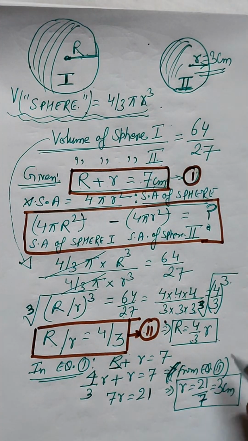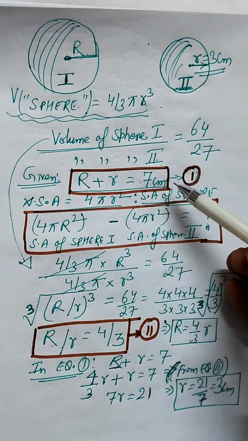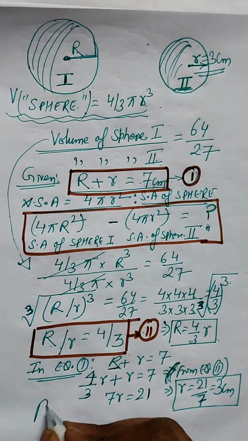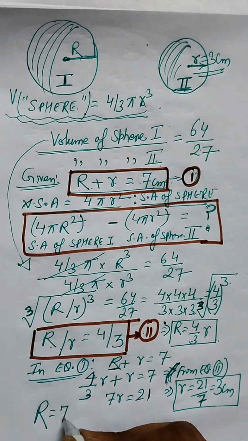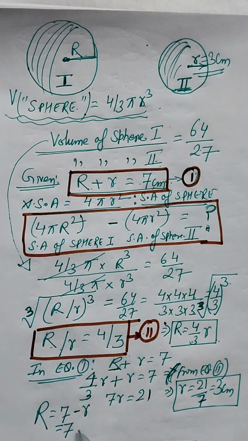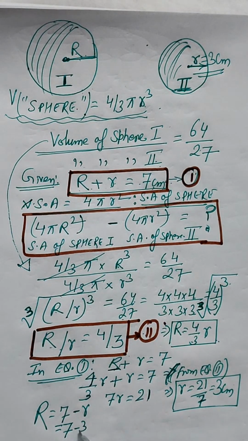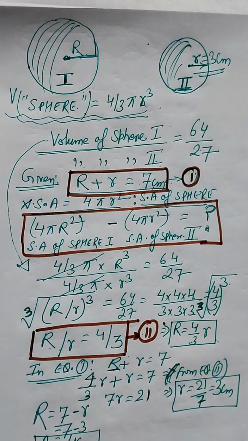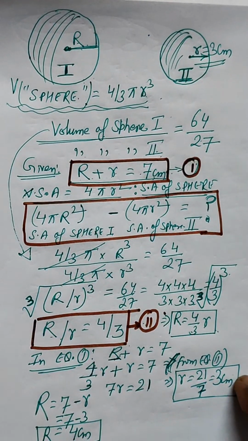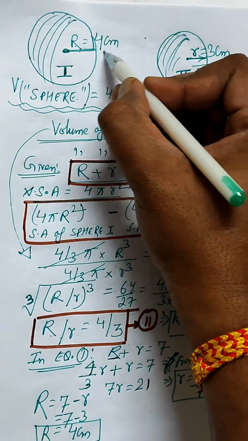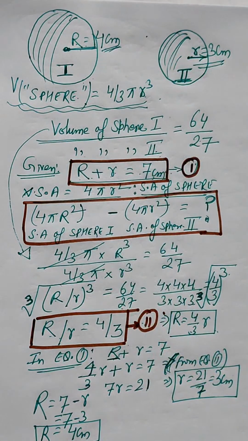Now when you put this value into equation number 1, you get the value of capital R. So what will be the value of capital R? It will be 7 minus small r, which will be 7 minus 3, which is 4 centimeter. So capital R equal to 4 centimeter is calculated over here, right?